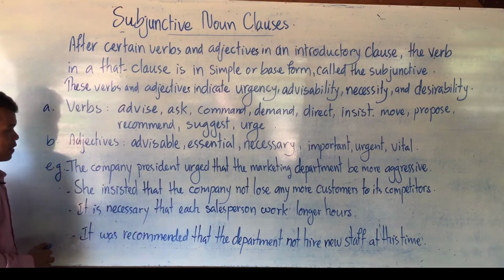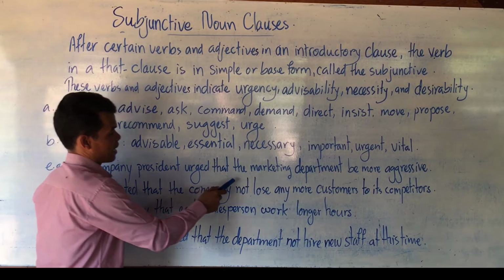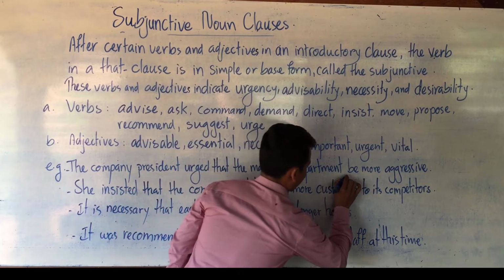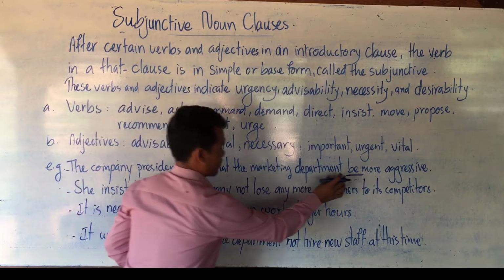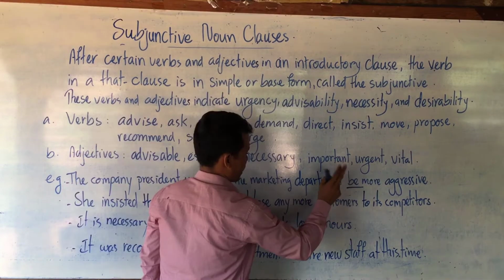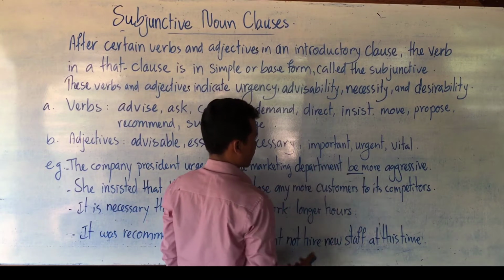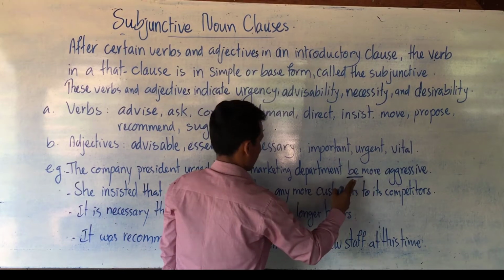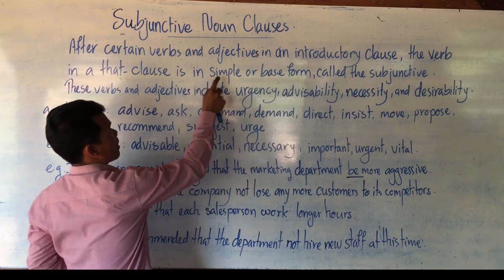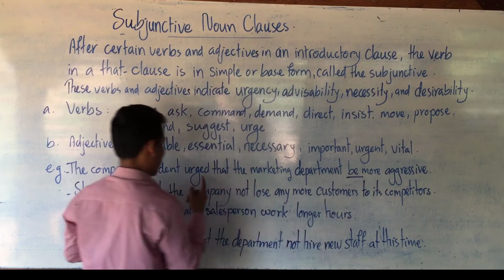Look at the examples with me. The company president urged that the marketing department be more aggressive. It is called subjunctive because here the verb in that clause is in simple or base form. If be were changed to is, it would not be subjunctive, but this one you cannot use is at all. It is only be, simple or base form.